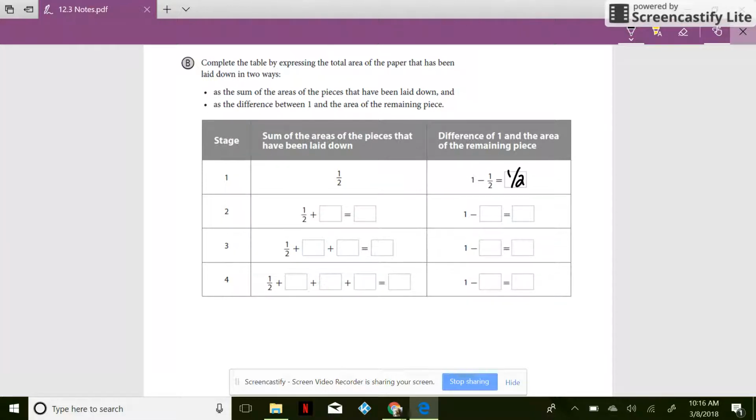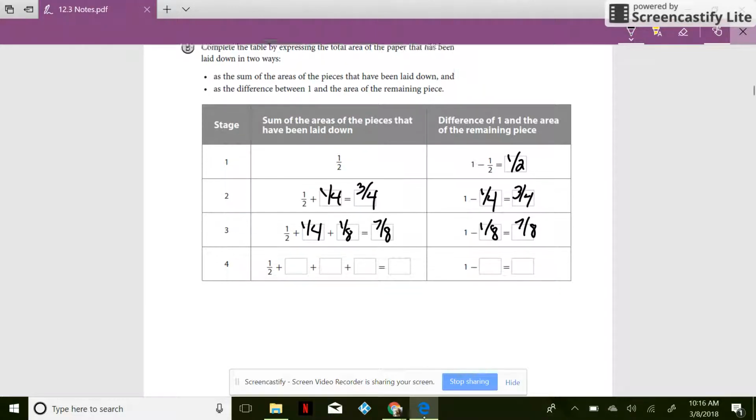In stage 2, we added in the quarter piece, so we'll have 1/2 plus 1/4 to get 3/4. And then we're also just missing a quarter. So a whole 1 minus the quarter gets us 3/4. In stage 3, we add the half, we add in a quarter, we add in 1/2 of a quarter, which is 1/8, and we end up with 7/8. As a difference, we're missing just 1/8 of our whole, so 1 minus 1/8 is 7/8.